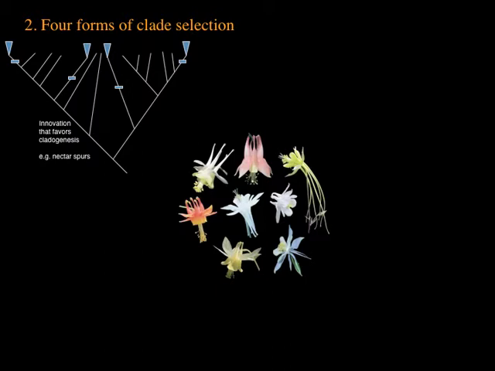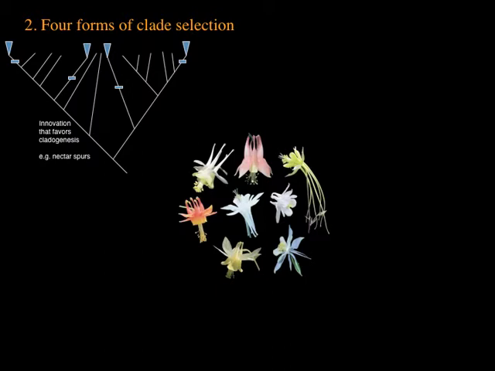Such a character is nectar spur length. See, these flowers have really long nectar spurs, and just the fact that they have nectar spurs allows them to diversify in the length of their nectar spurs and how wide they are, what kind of pollinators they can take advantage of. So I would say that this is a character that favors cladogenesis. It's a character that makes it so that there's a new axis along which diversity can arise.